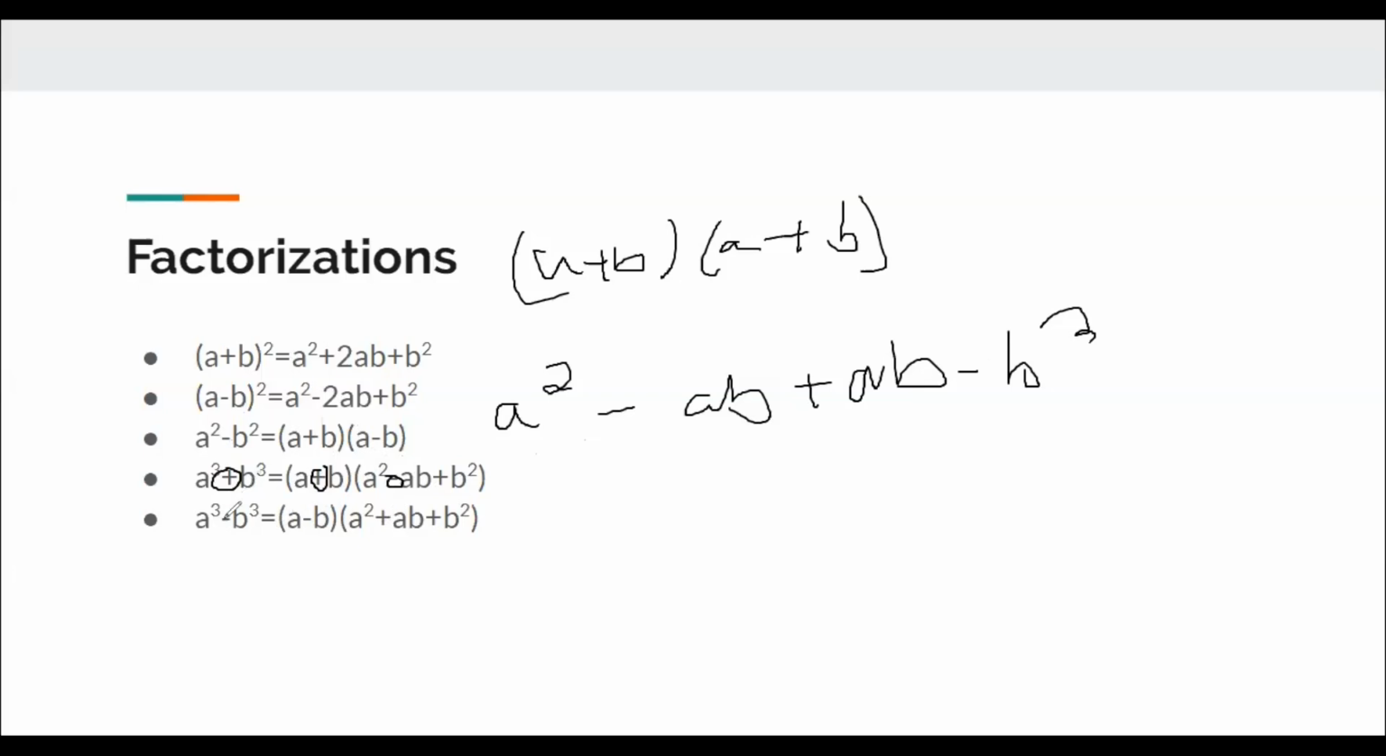So you just want to remember, if it's a cubed plus b cubed, it's a plus b times a squared minus ab plus b squared. And if it's a cubed minus b cubed, it's a minus b into a squared plus ab plus b squared. So those are the factorizations.